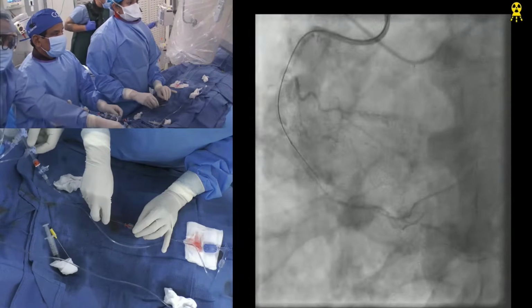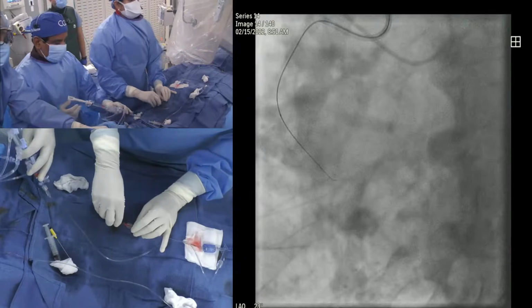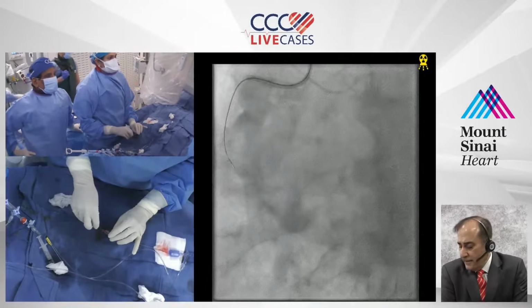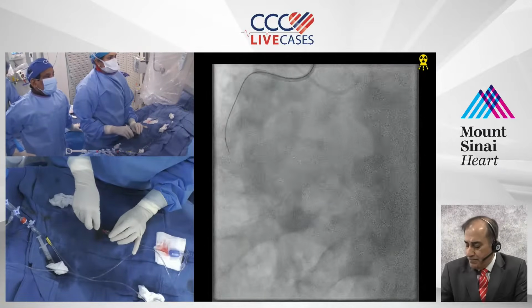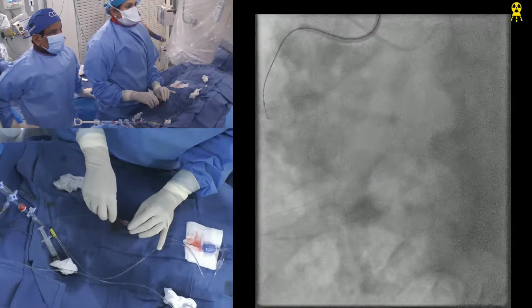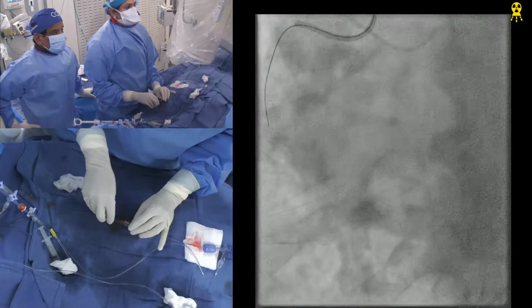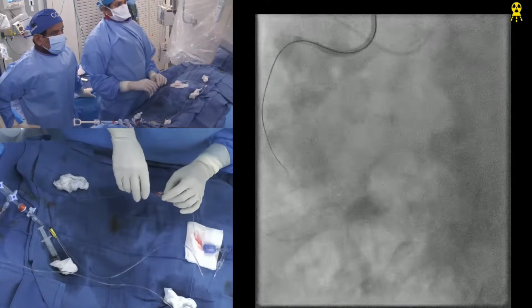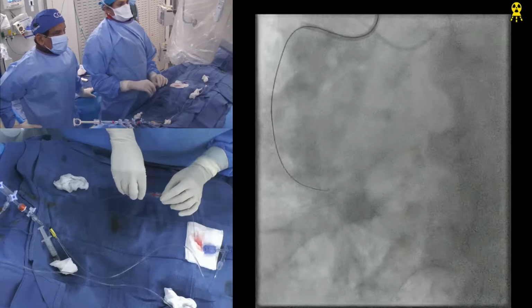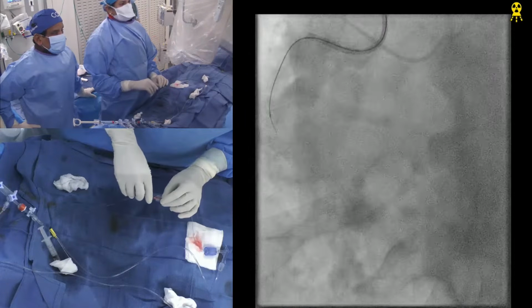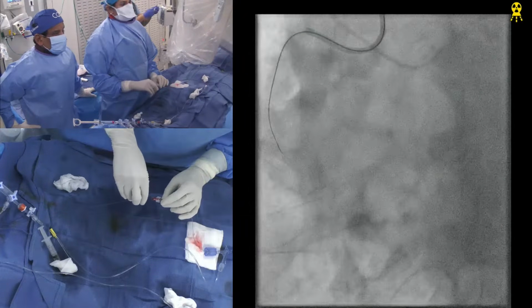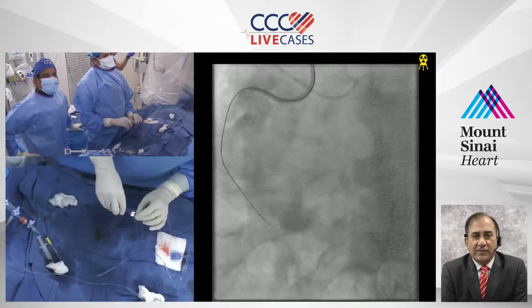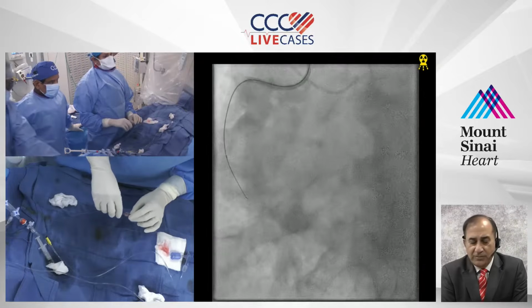Let me see. It goes subintimal, and I'm not so sure there is a possibility of re-entry there, once there's tortuosity and the bridging collaterals. Your gut feeling was a good one, Anu. I had spoken to Dr. Kinney as she was going to scrub in, and she mentioned she is concerned about the bridging collateral.